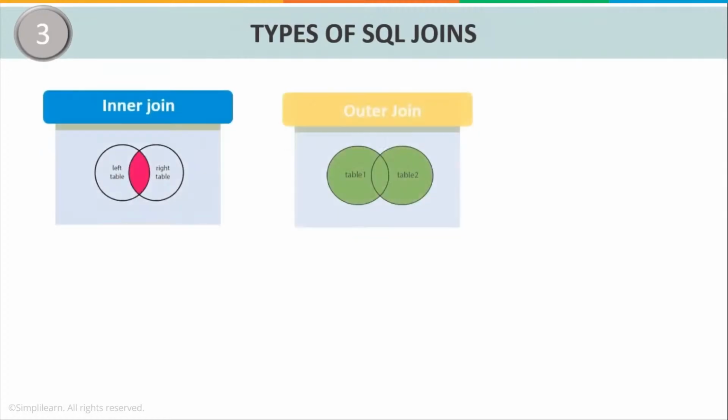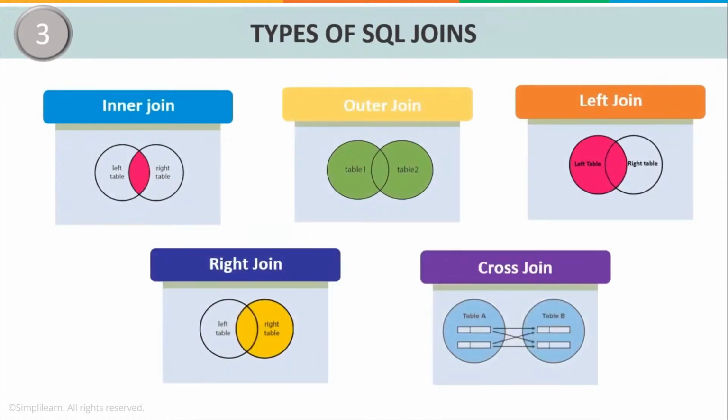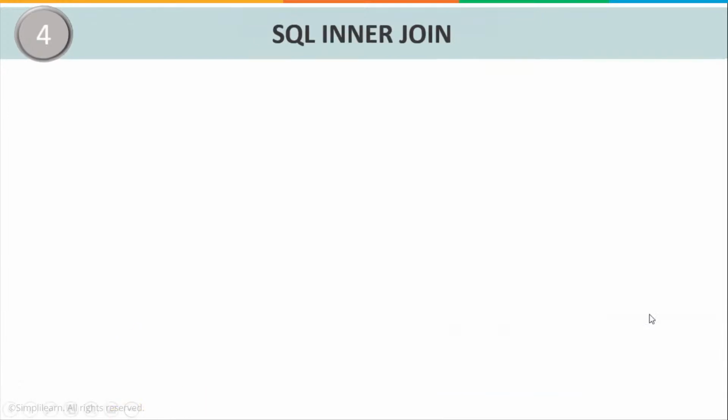They are inner join, outer join, left join, right join, and additionally we also have cross join, which is not that significant in its usage because most of the times we use the first 4 joins. Now that we have gone through different types of SQL joins, let us discuss each of them in detail.